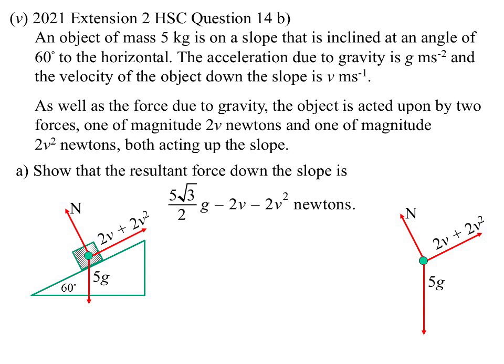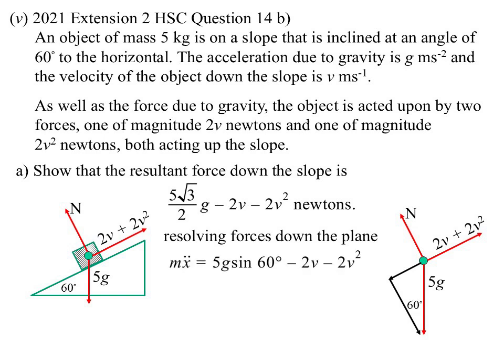Okay, well that means I'm going to have to resolve forces. That 5g needs to be resolved into down the plane and perpendicular to the plane. Now 60 degrees would end up being there, playing with geometry. So going down the plane opposite the 60, so that's going to be sine 60, so 5g sine 60 minus that resistive force. There's our resultant force. Okay, we need to basically just work out what sine 60 is to get the expression. 5 root 3 on 2g minus 2v minus 2v squared.